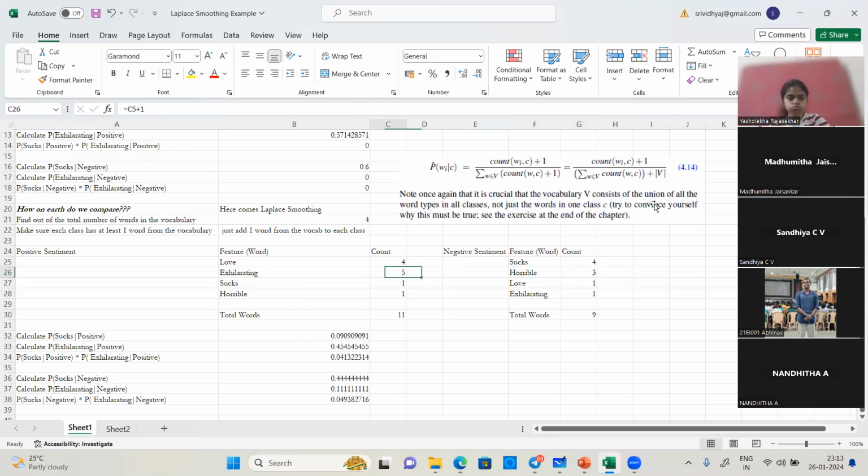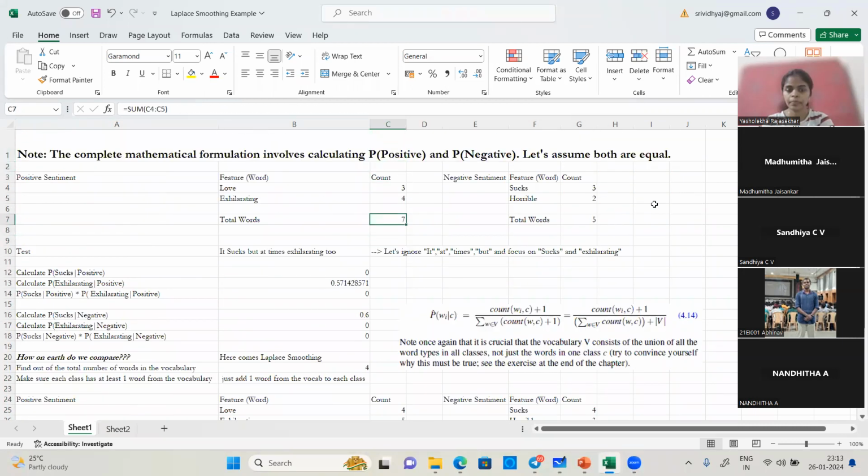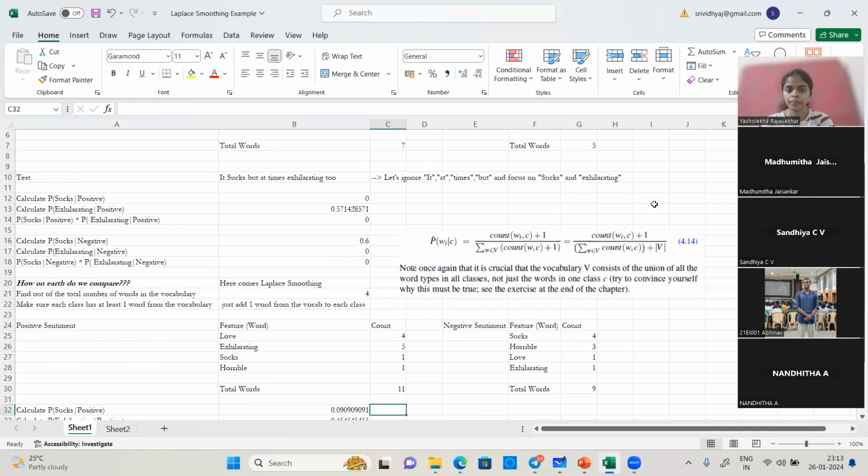Now what will happen is the number of words in the denominator. Can you tell me there's a clean pattern here? There was 7 here, 11 here, 5 here, 9 here. What is that pattern? From 7 it goes to 11, right? In the total number of words, it increases by a certain amount. What is that amount? 4.